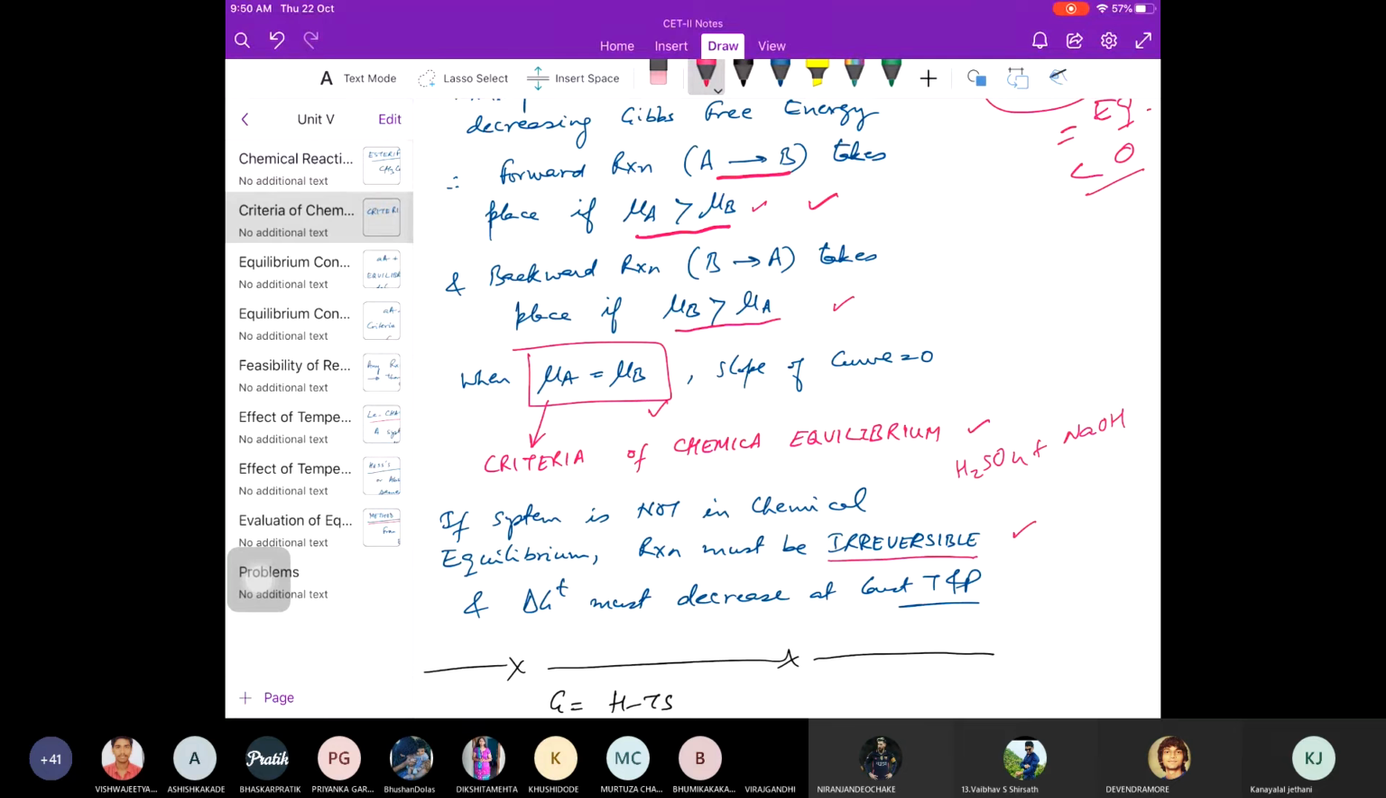Irreversible है ना सर? Normally, most of the inorganic reactions are irreversible. Many organic reactions are reversible.